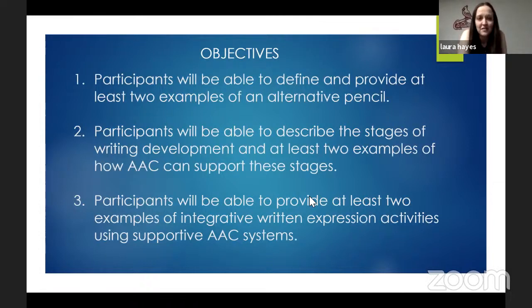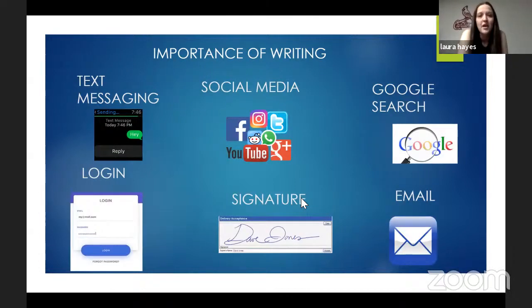As far as objectives, very quickly, I want you to be able to define and provide at least two examples of what an alternative pencil is, be able to describe the stages of writing development and two examples of how AAC can support those stages, and be able to provide at least two examples of integrative written expression activities that you can use your AAC system within to help your students or your children.